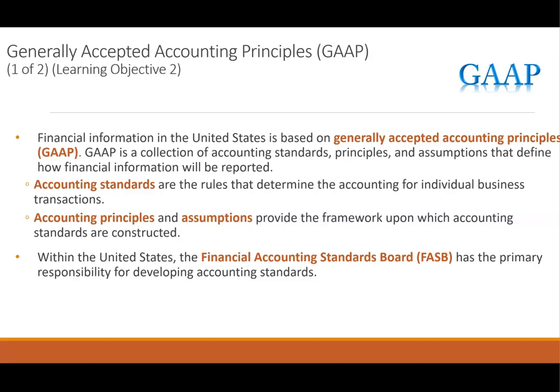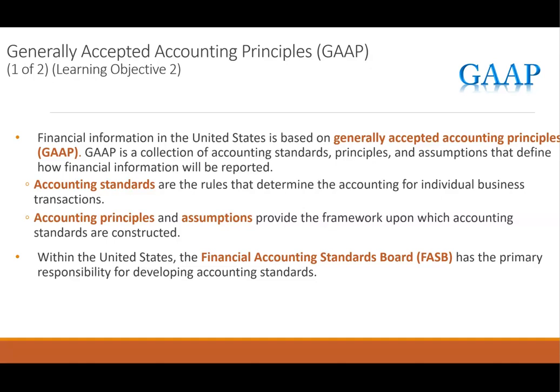Now, as we talk about generally accepted accounting principles, we call that GAAP. Financial information in the United States is based on generally accepted accounting principles, which are basically standards and guidelines that define how we go about recording various transactions. In the United States, all companies must adhere to generally accepted accounting principles. Accounting standards are the rules that determine the accounting for business transactions. And these principles and assumptions are the framework with which we construct those standards.